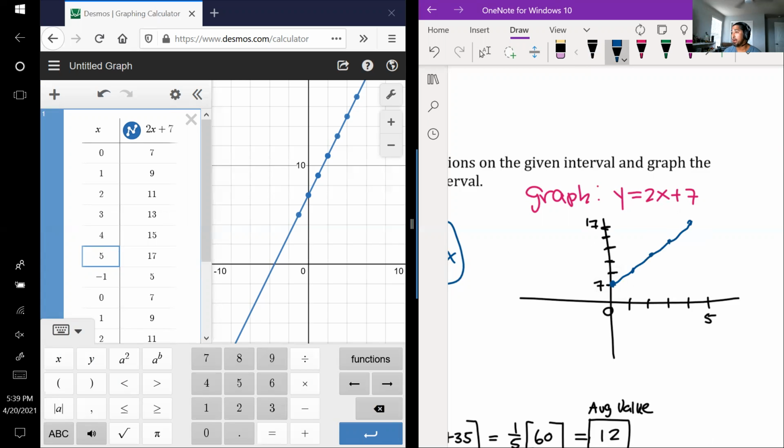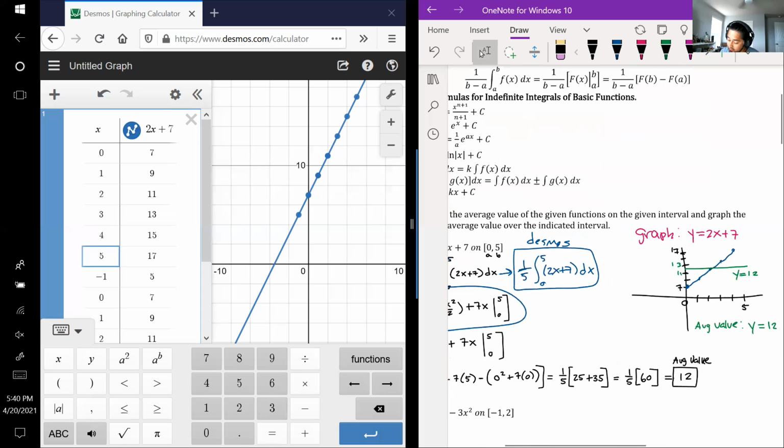Okay. Now the last piece to graph is the actual average value. So the average value is going to be understood as a horizontal line as y equals 12. And all we have to do is plot that on the graph. So there's 7, 9, 11. So here's 11 and 13. So right here would be our average value of y equals 12. And that's it. That's all we have to do for that one.